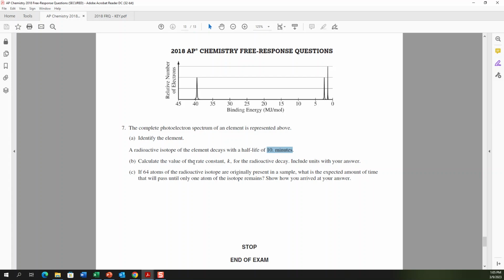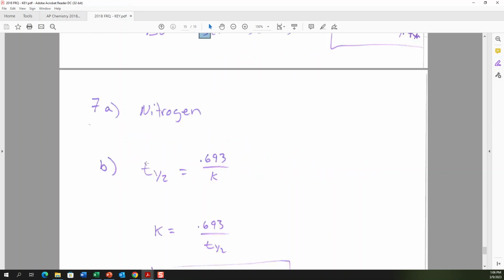So calculate the value of the rate constant k. Notice this is lowercase k, it's not the equilibrium constant, it's the rate constant, so from unit 7. For the radioactive decay, include units. All right, so we just have to plug our half-life into that equation. So the equation is t1/2 equals 0.693 over the rate constant. And this always works for first order kinetics.